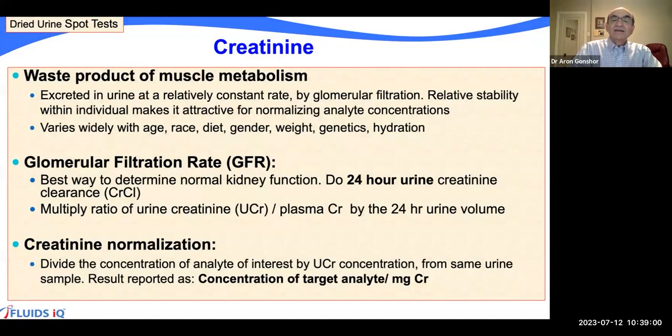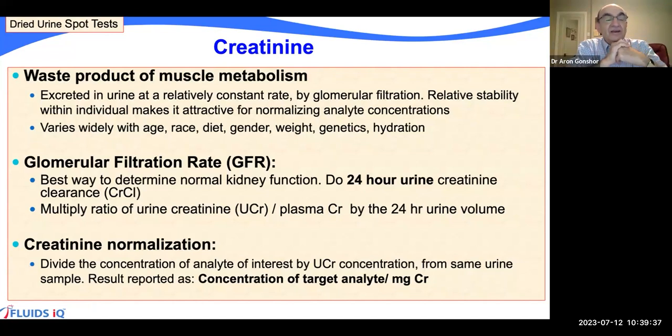And what's creatinine? I want everyone to understand this, and that's why I'm going to spend a couple of minutes on it. Creatinine is well known. It's tested for every day, tens of thousands, maybe millions of times throughout the world. It's a waste product of muscle metabolism. So it's excreted in the urine at a relatively constant rate, and it's done by glomerular filtration. I'm going to call it GFR, which is relatively stable within an individual, which of course then makes it very attractive for normalizing any other analyte.